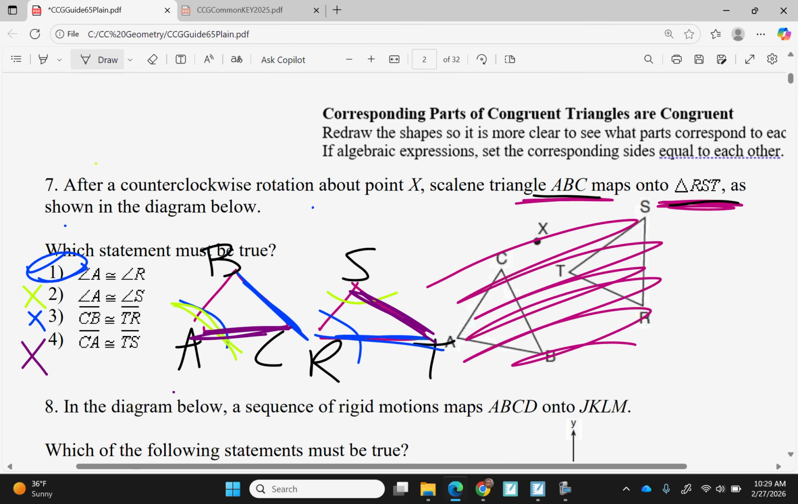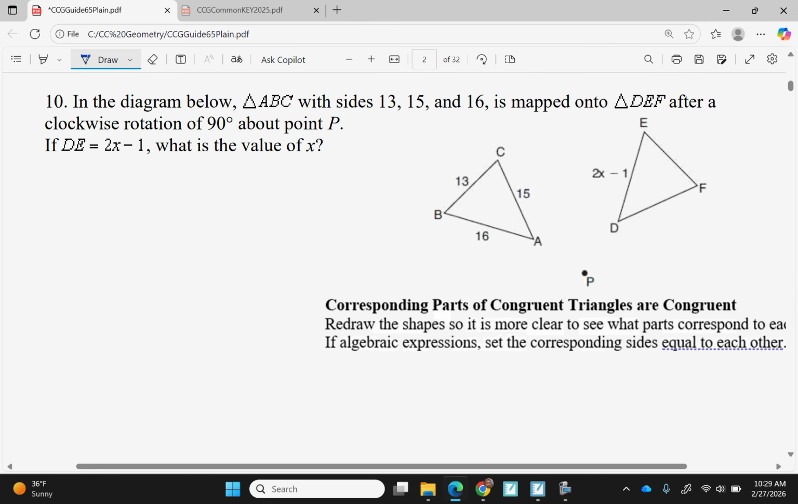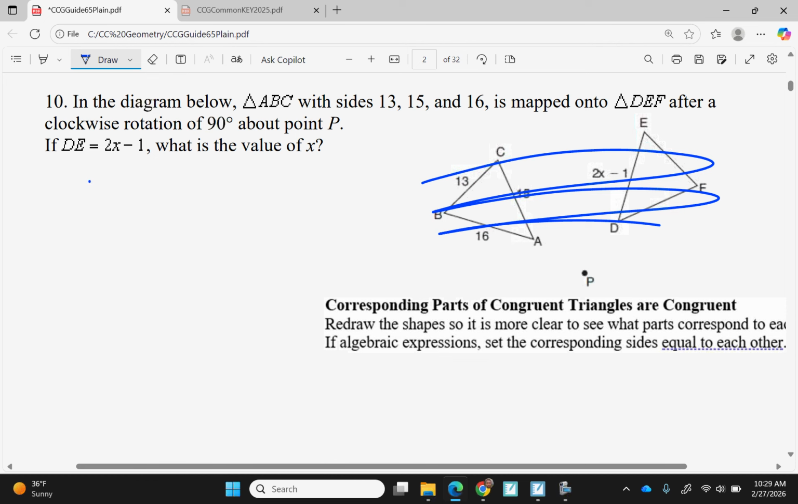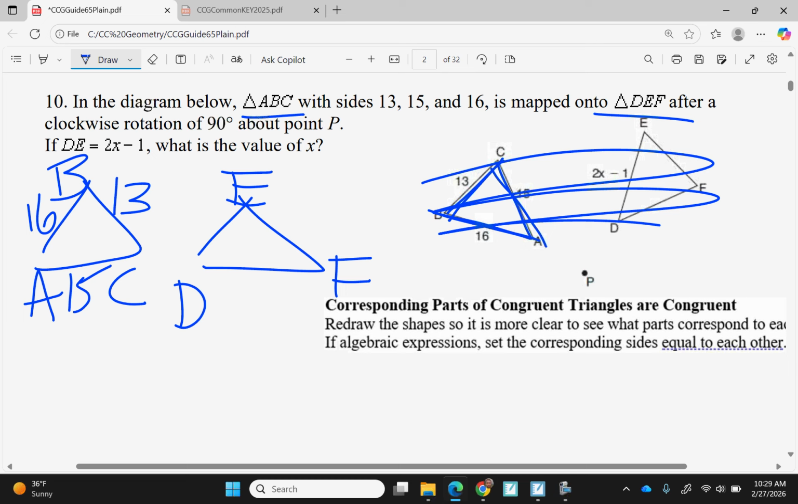We'll call that level 1 of this. Now we'll take a look at level 2. Not that it's hard. Same thing. I don't like these pictures. I'm going to draw my own pictures, and I'm going to label them the way the letters are in the problem. So ABC is left, top, right. So DEF is left, top, right. I am going to use this picture, though, just to put the numbers in the right spot. CB is 13. CA is 15. AB is 16. And DE is 2x minus 1.